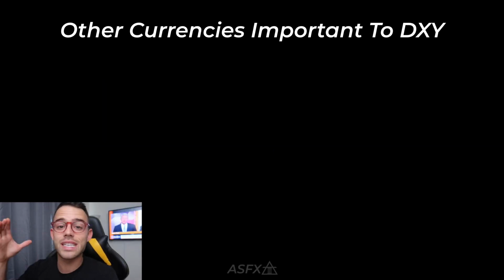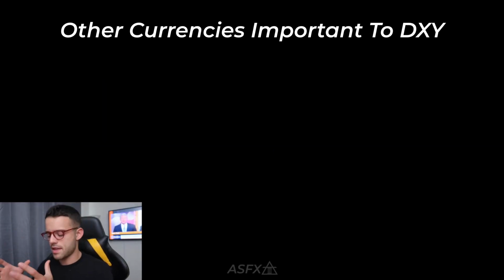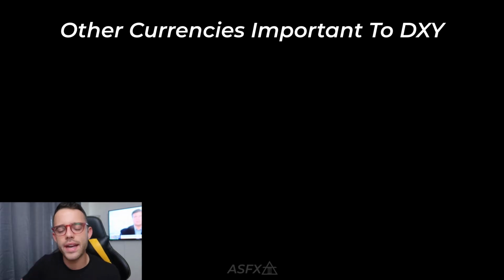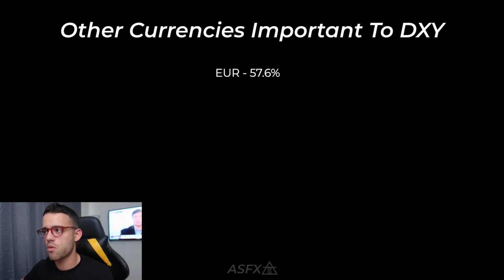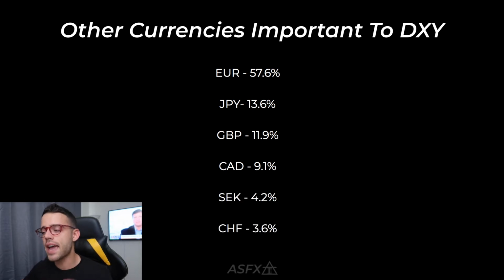So like I said, there's 6 currencies that make up the basket of currencies that are being weighed against the US dollar. Within this basket of currencies, we have the euro weighing the most at about 60%, followed by the yen, followed by the pound, then the Canadian dollar. At the end, we have the Swedish krona and the Swiss franc.